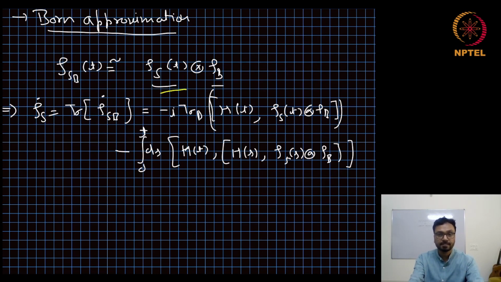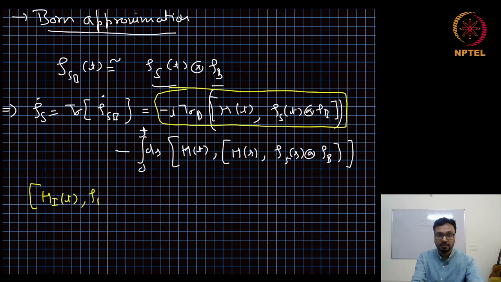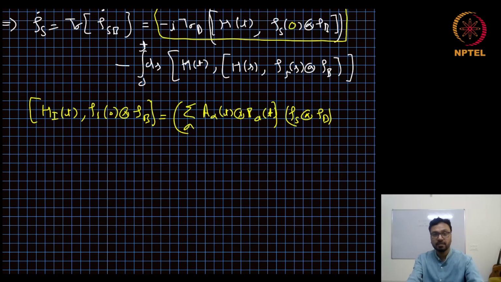Let us look at the first term. The first term, the commutator, is H_I(t) rho_s(t) tensor, it should be rho_s(0) at time 0, tensor rho_b, which is sum over alpha A_alpha(t) tensor B_alpha(t) rho_s tensor rho_b, minus rho_s tensor rho_b times sum over alpha A_alpha(t) tensor B_alpha(t).